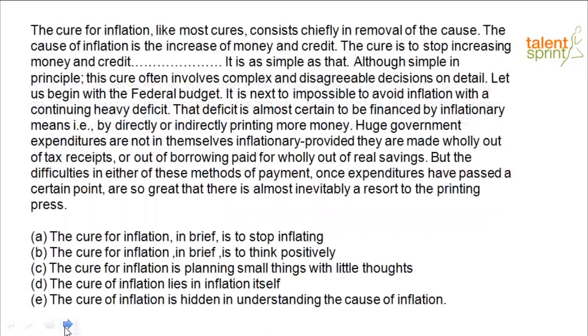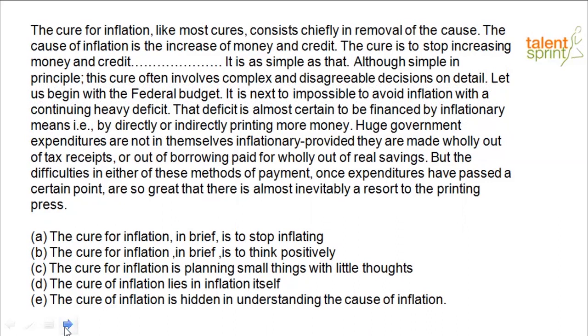The first passage that we have here, it seems like the blank is almost towards the beginning of the passage. It's not the first line, but it's probably the second line or third line. And then we have 5 options. So let's quickly read the passage. The cure for inflation, like most cures, consists chiefly in removal of the cause. The cause of inflation is the increase of money and credit. The cure is to stop increasing money and credit. And then there's the missing line or the blank. It is as simple as that.